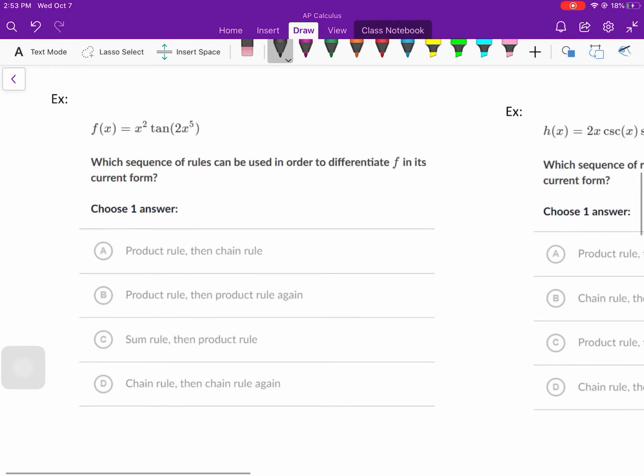So let's take a look at this one. What's this going to require? Okay, well, this one actually has a product between the two functions. So we're going to have to do the product rule. And so we have our f and our g. Well, when we take the derivative of g, we have to do the chain rule on that. So we're going to start with the product rule, and then in the middle of that product rule, when we're taking the derivative of g, we're going to have to use the chain rule. So product rule and then chain rule.